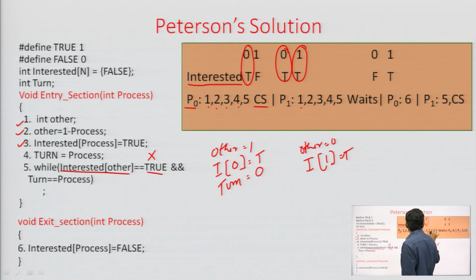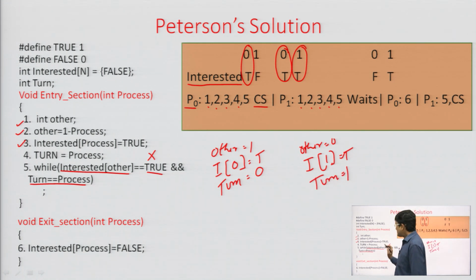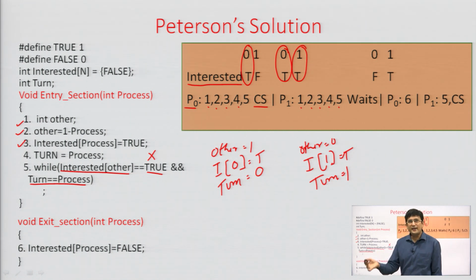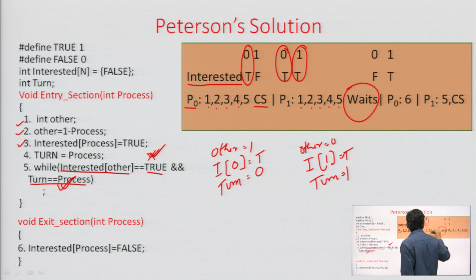Then P1 executes statement number 5, which says: if the interest of the other process is true, yes, the other process's interest is also true, and turn is equal to process. Turn is equal to process, yes, this will set turn equal to 1. So the first condition is not satisfied. Even if the second condition is satisfied, both conditions will be false. So if the other's interest is true, this condition is satisfied, and turn equals process is also satisfied, it means the P1 process will wait.